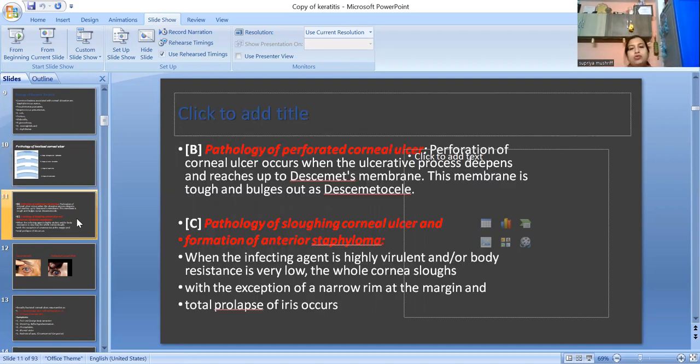Now the second is the pathology of perforated corneal ulcer. Perforation of the corneal ulcer occurs when the ulcerative process deepens and reaches up to the Descemet's membrane.